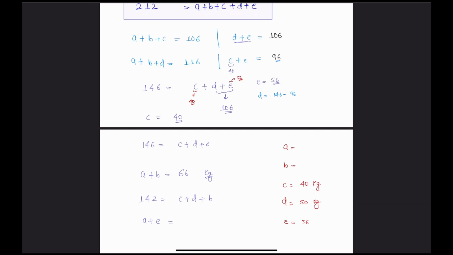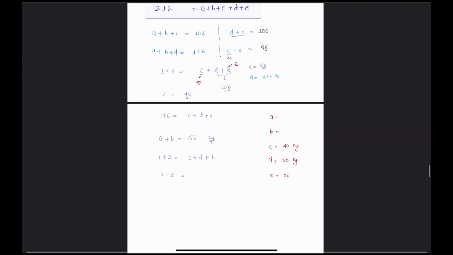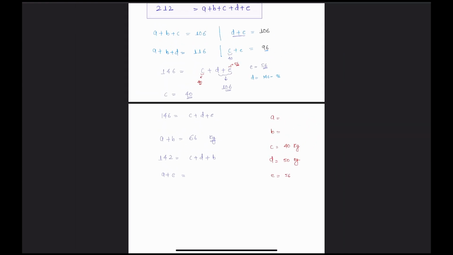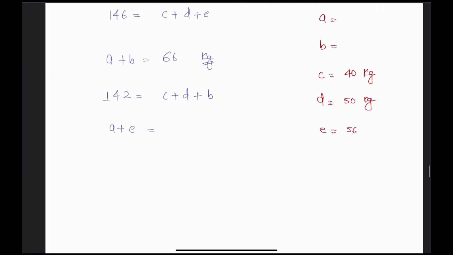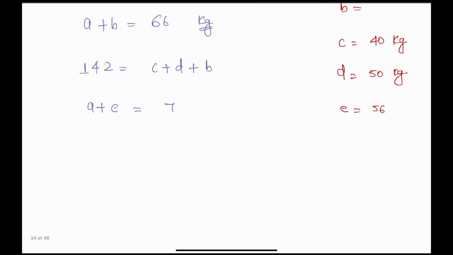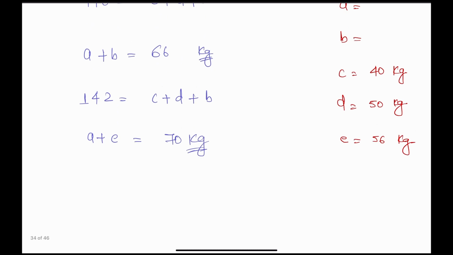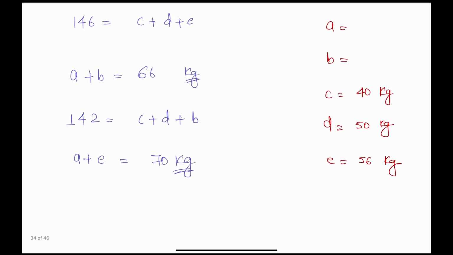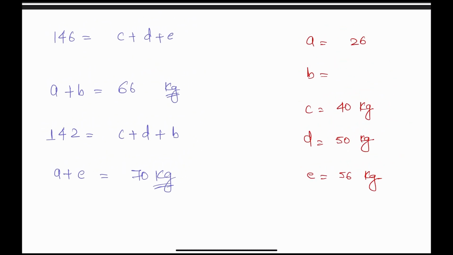So A plus E will be 212 minus 142. So 112 minus 42. 112 minus 2 is 110, minus 40, again remove 70. A plus E will be 70 kg. Now nothing is there. E we already know is 56 kg. So A will be how much? 26 kg. A will be 26 kg.